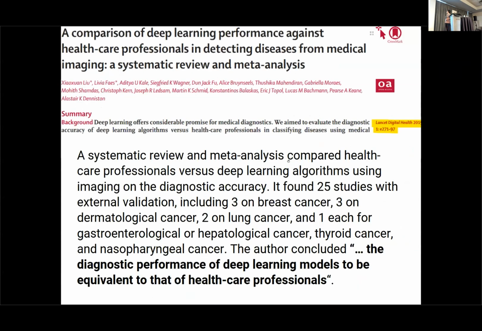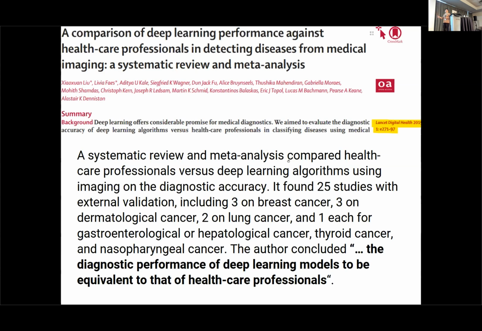All right, this is a 2019 paper. Sorry, it's been cut off there. It's a 2019 paper in Lancet: a review and comparison of deep learning performance against healthcare professionals in detecting disease from medical imaging. It's a meta-analysis, and they found 25 studies with external validation.